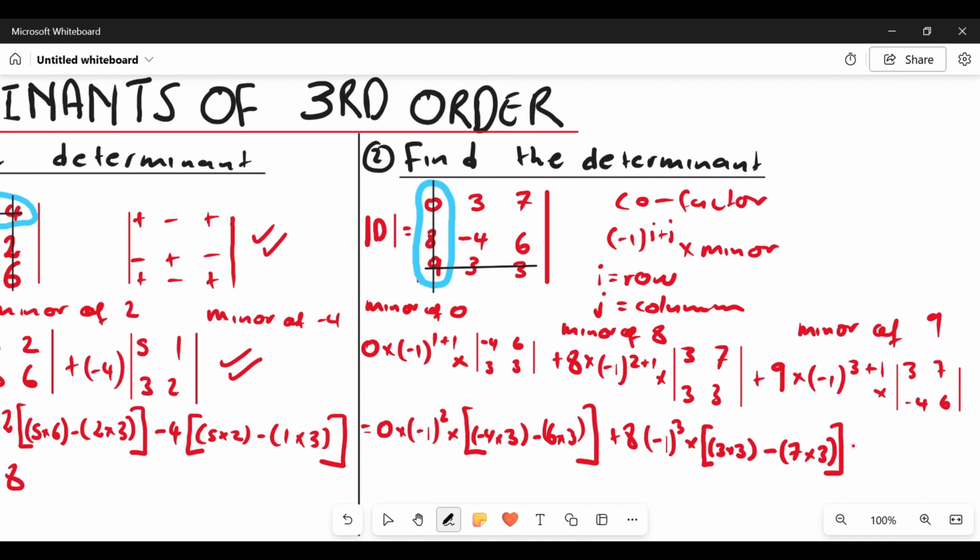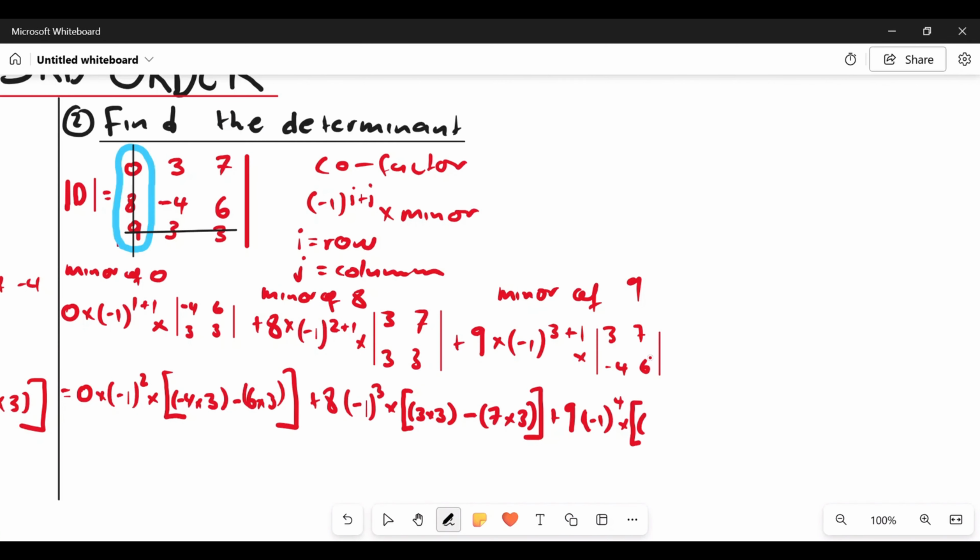Let's do the last one, plus 9. Then we have multiplied by negative 1 to the power of 4 multiplied by the determinant. So we need to create more space again. So our determinant here is going to be 3 multiplied by 6. So this product here is going to be subtracted by the product of 7 and minus 4. There we go. So here, guys, it's how you actually do this one without the cofactor signs, but by using the cofactor formula. Right, so the first one here, guys, as you can see, everything is multiplied by 0.